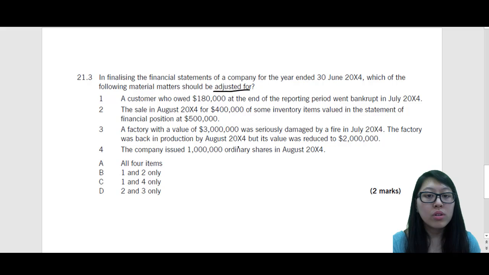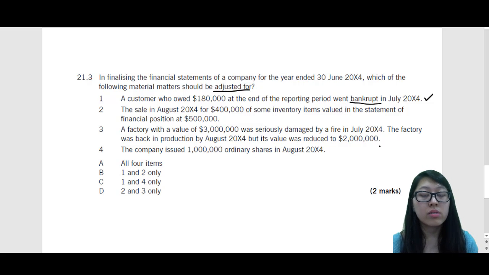1. A customer who owed $180,000 at the end of the reporting period went bankrupt. Automatically, if there is a bankrupt customer, this should be an adjusting event. 2. The sale in August 2004 for $400,000 of some inventory items, valued in the statement of financial position at $500,000. So in here, currently in our financial statement, we have listed our inventory at $500,000. However, we sold them at a price that is lower than $500,000, and therefore this is an adjusting event.